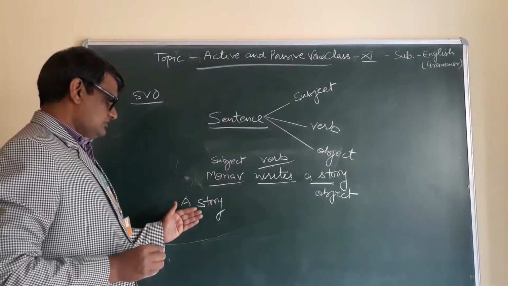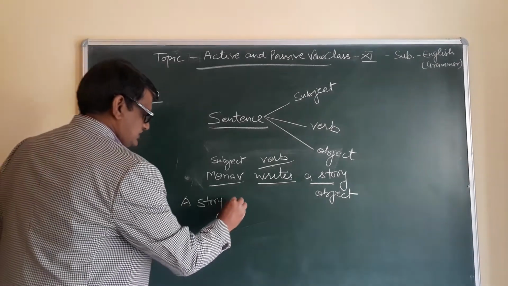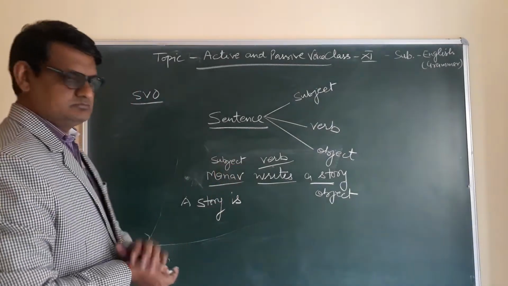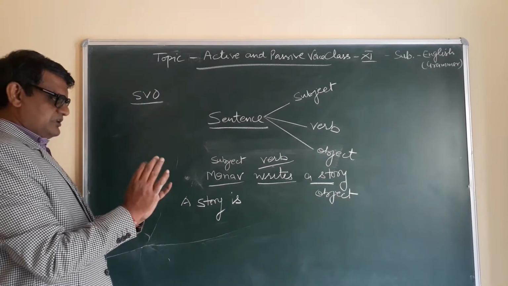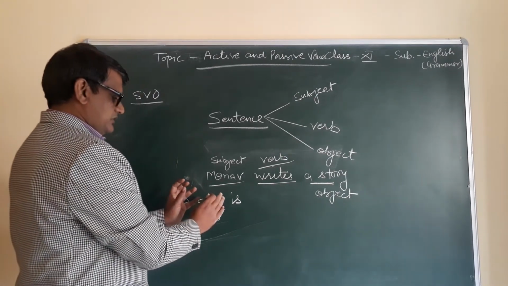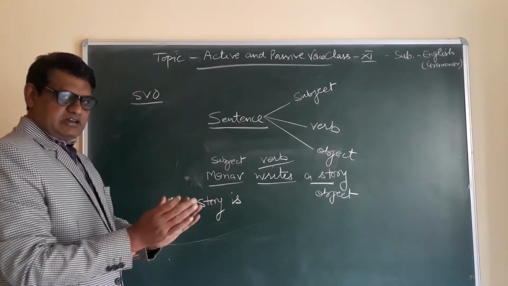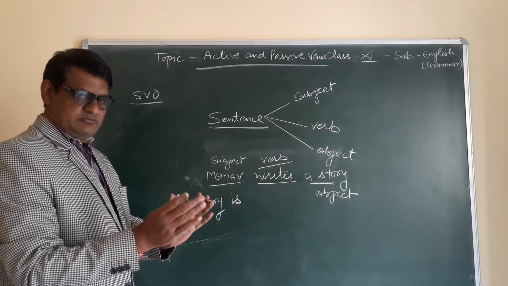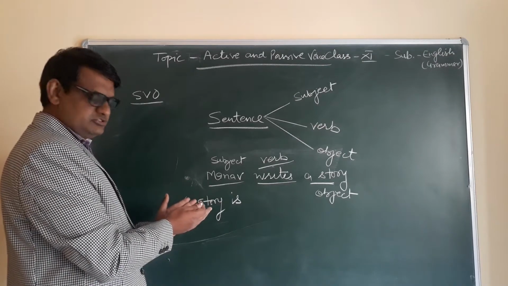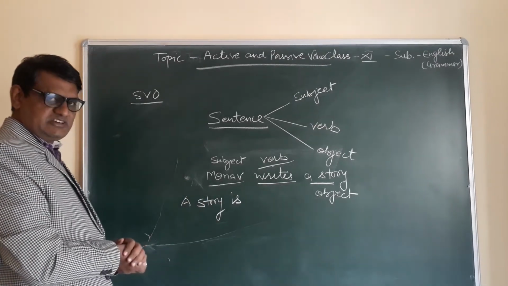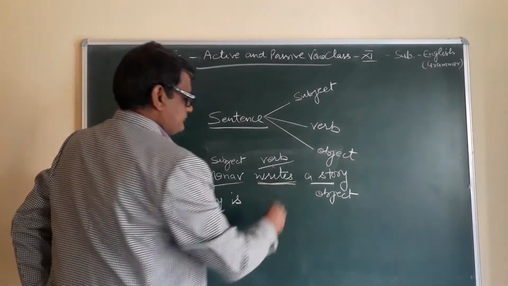A story is singular number, so the helping verb you will write is "is". While converting a sentence of simple present into passive voice, we use the helping verbs is, am and are. If the subject is singular number, we write is. If the subject is plural number, we use are. Here a story is singular, that's why we write is. And then use the past participle form of the verb.